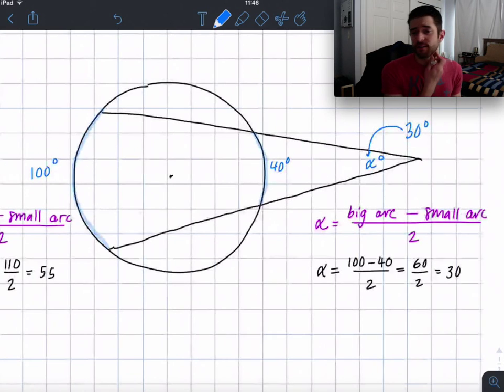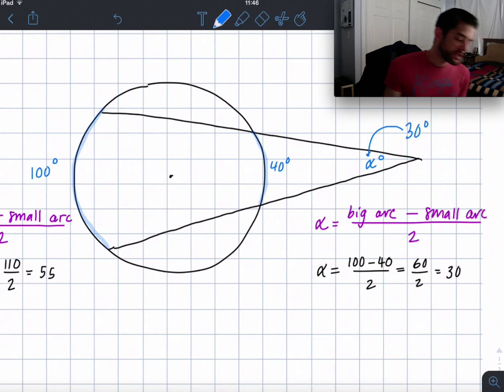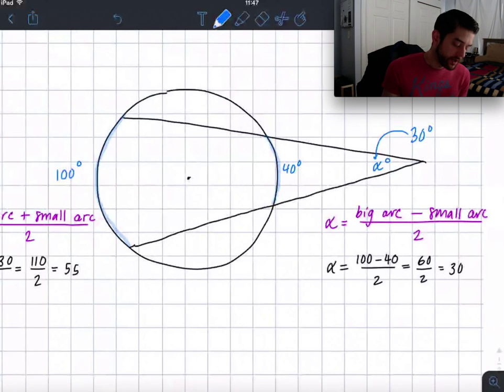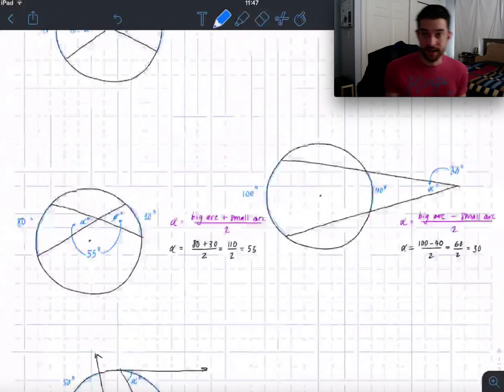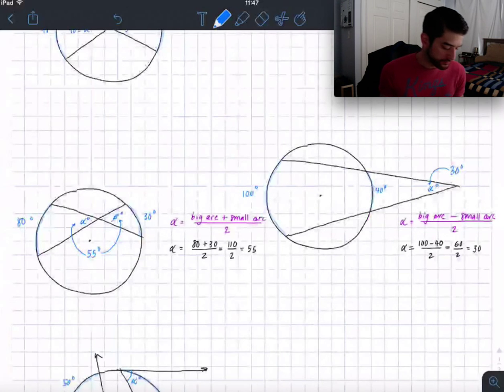That makes sense because if we look at alpha, and granted this isn't drawn to scale, the average of 140 would be 70, and alpha looks a lot smaller than 70. So if the diagram is drawn to scale and you average them, you can see that you might have the formula mixed up. You could also write this as the absolute value of the difference of the arcs over 2, and that way you don't have to get the order necessarily right. But that's if you have two lines that intersect to make an angle outside the circle.